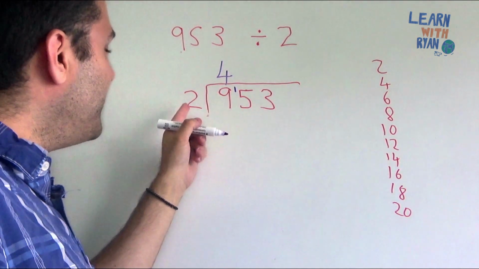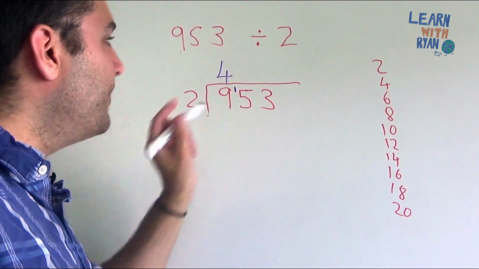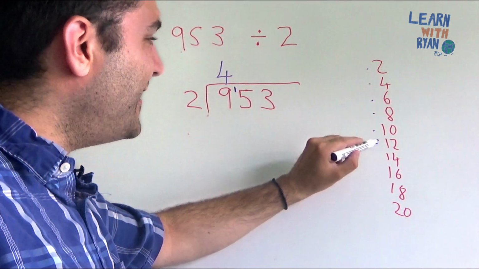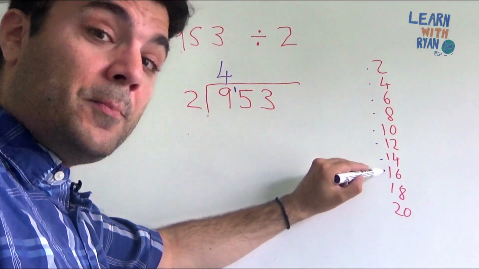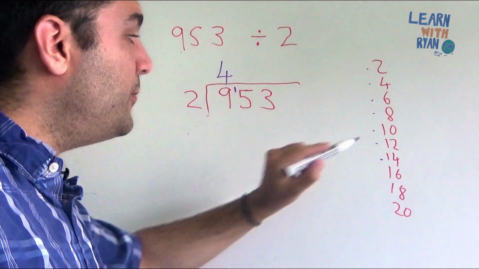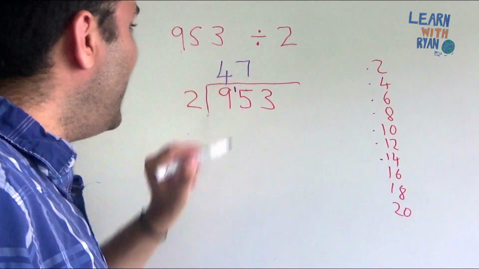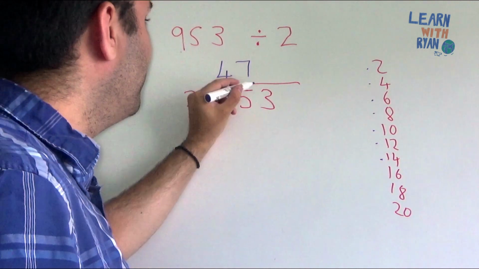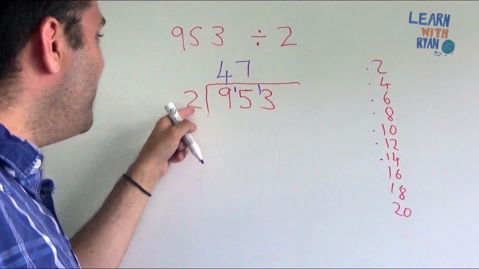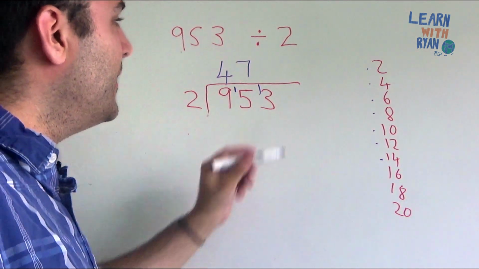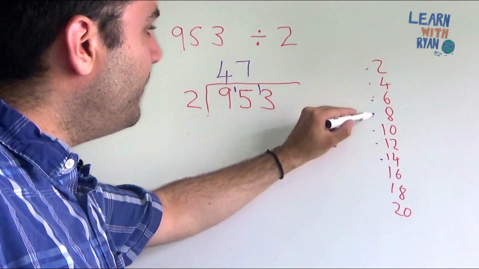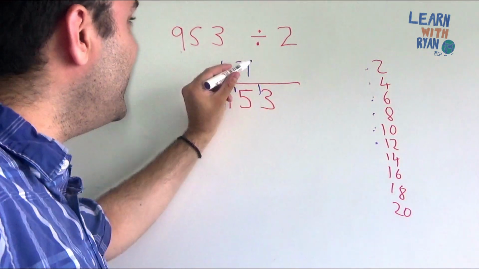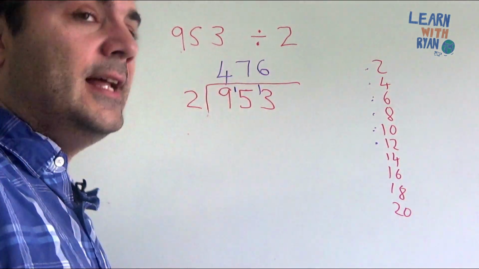And then we ask ourselves how many 2s in 15. Well, let's count. We've got 1, 2, 3, 4, 5, 6, 7, 8 is too many because that's 16. So we'll stop at 7. And then there's 1 left over to go from 14 to 15. And then how many 2s in 13? So we've got 1, 2, 3, 4, 5, 6. That's too many, so we stop at 6. And there's 1 left over.